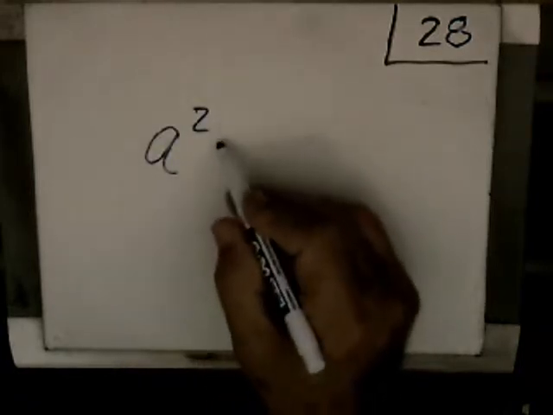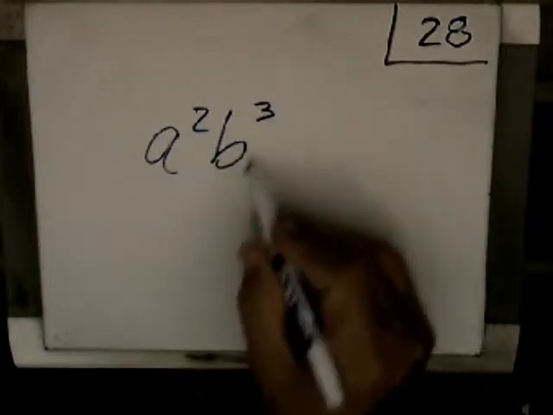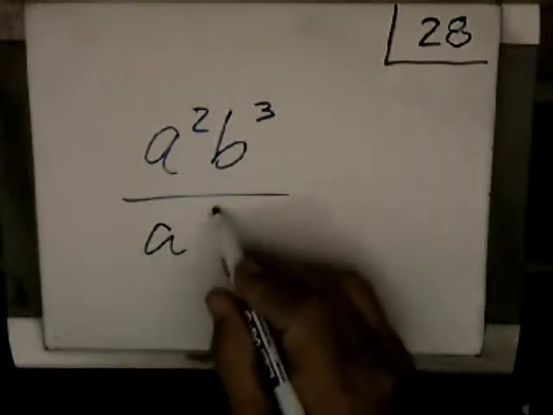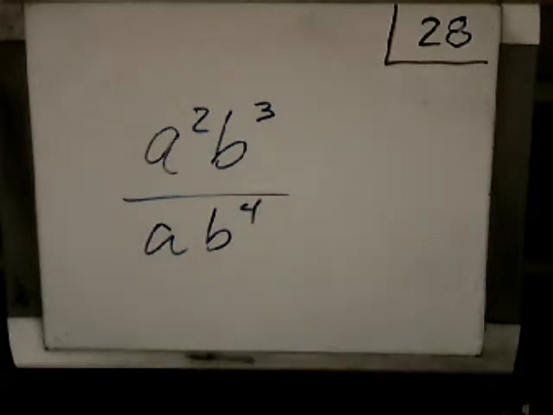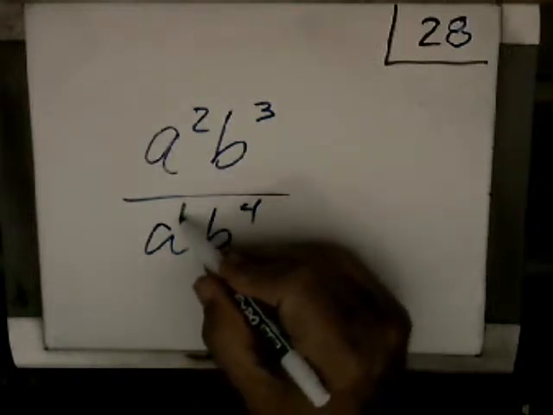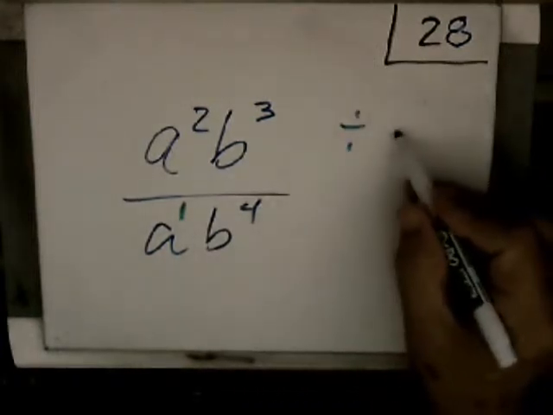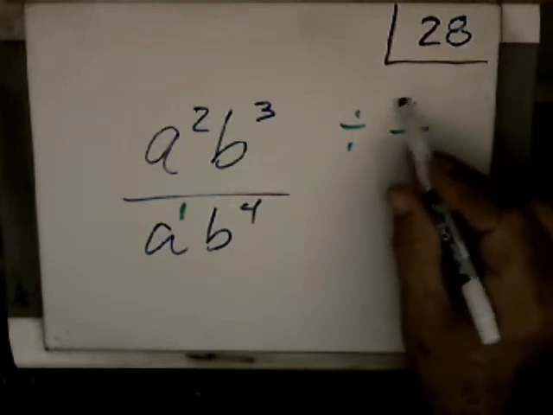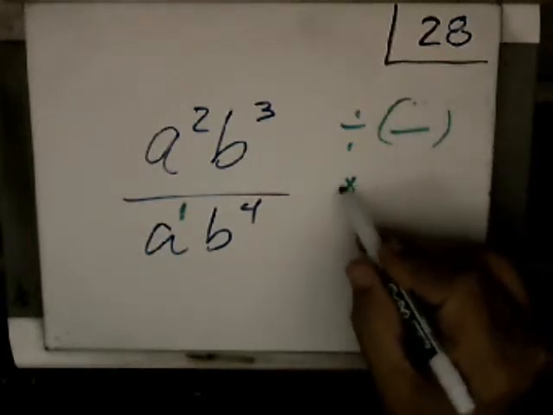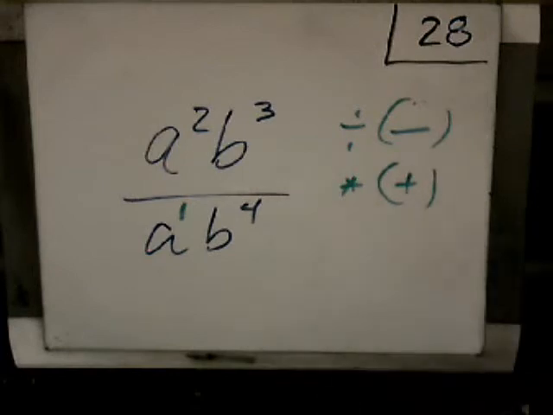A squared b cubed over a b to the fourth. Well, we said when we multiply, we add exponents, and when we divide, we subtract exponents. So division, we're going to subtract our exponents. If we were multiplying, I would add the exponents.